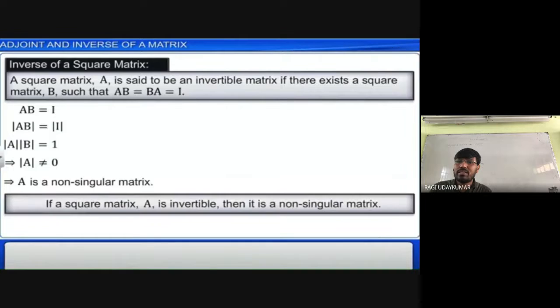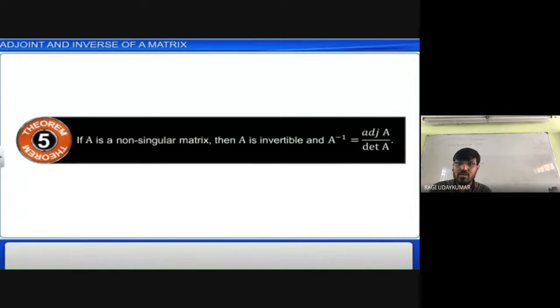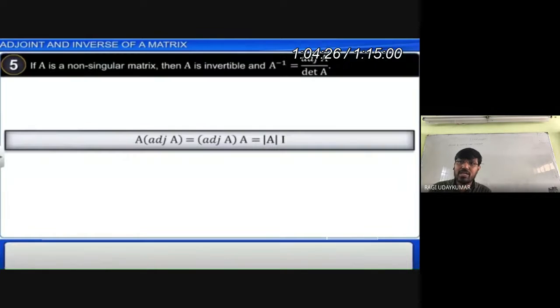We are going to get determinant of A into B. So A is a non-singular matrix, and for it to be invertible, it should be non-singular. If it is a non-singular matrix only, the inverse will exist. This is the main thing we will use to find the inverse of the matrix: adjoint of A by determinant of A. So we know that A into adjoint of A is equal to determinant of A into I.